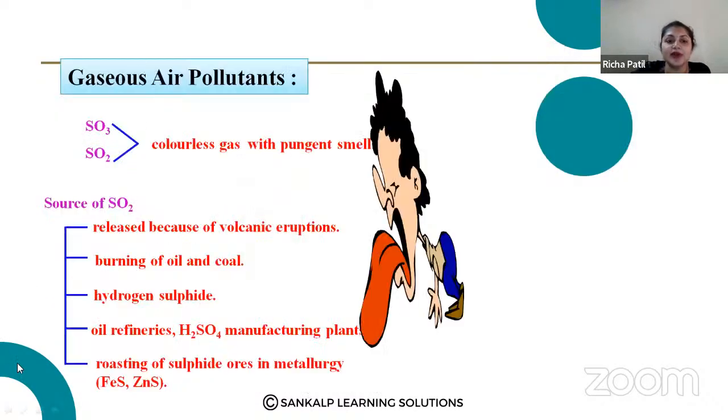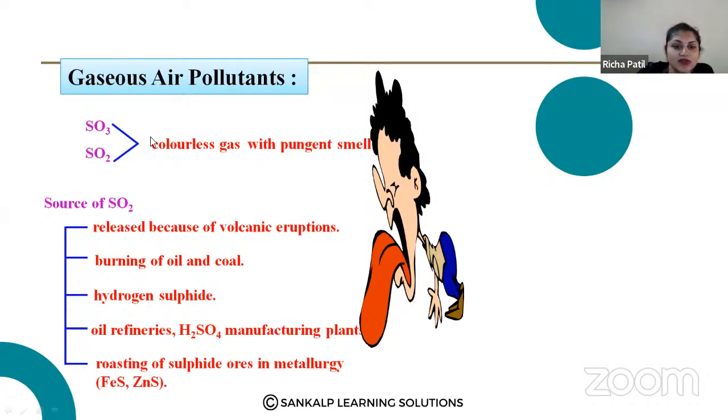Now, gaseous air pollutants. We'll be discussing two gaseous air pollutants, sulfur trioxide and sulfur dioxide. These two gases are colorless gases with a pungent smell. Pungent smell means what? It is not a sweet smell. It is a very bad smell, a bad or foul smell. So SO3 or SO2, these are colorless gases with a very bad smell.